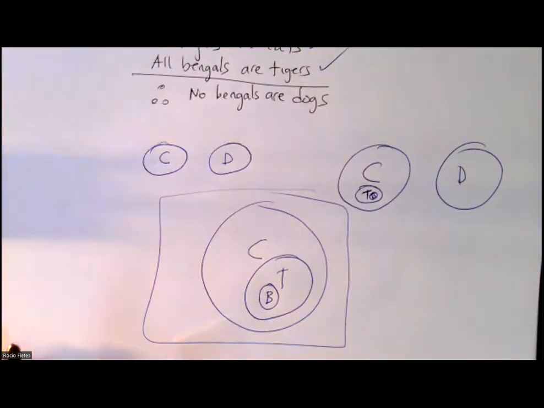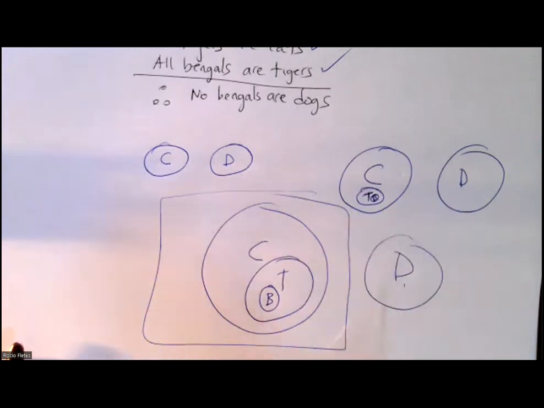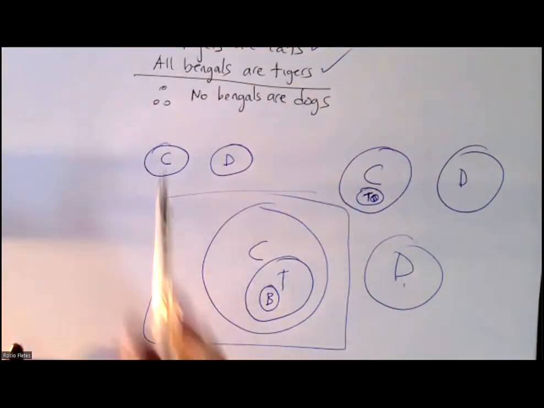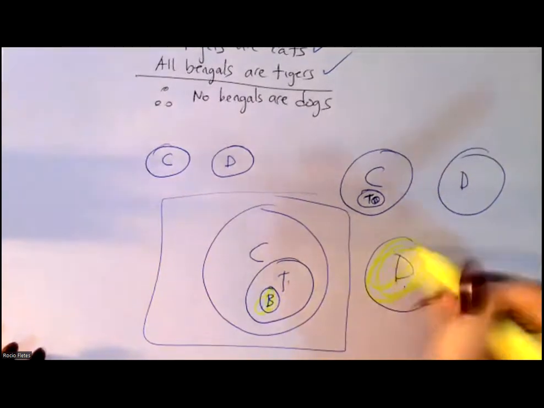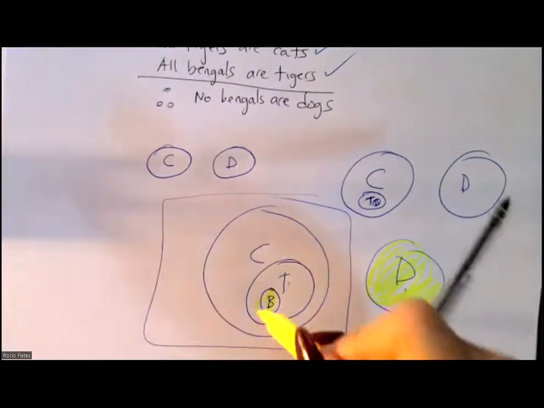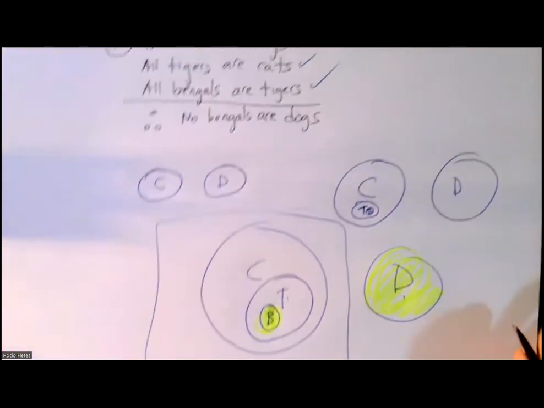So once again, no cats are dogs. You begin by saying you have dogs and cats disjoint, right? And then all tigers are cats, so T is inside of C. And then all Bengals are tigers, so B is inside of T. And the conclusion is that no Bengals are dogs. That's true, because look, B and D are totally disjoint, right? So that is a valid statement.